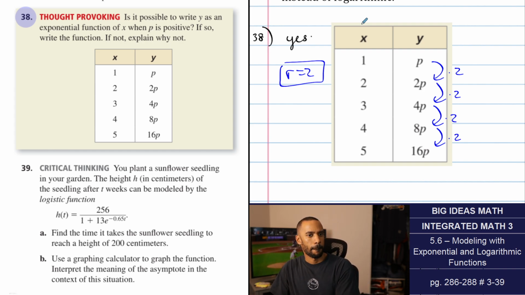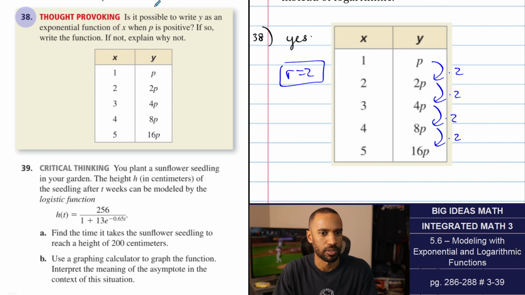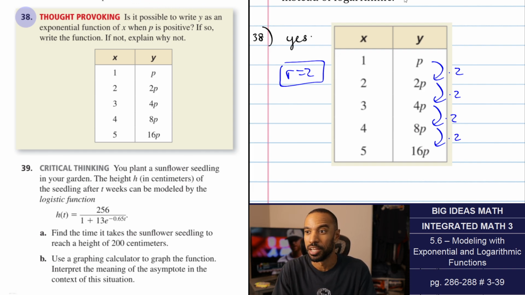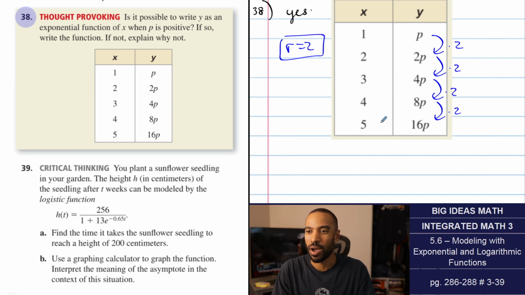Normally they say thought-provoking, come up with one. This just says, is it possible? Oh, if so, write the function. Oh, they did. I'm sorry. Okay. So anyway, I guess we don't have to explain that.